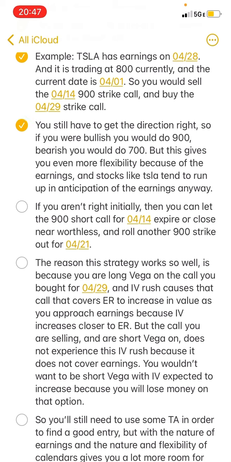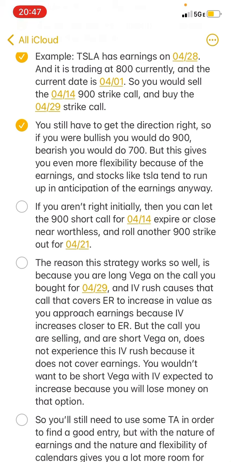So with this, you still generally have to get the direction right, okay? You can't just put this on and it's just going to print money. But you have a lot more flexibility with it, right? So if you were bullish, you would do the 900 strike calendar spread. If you were bearish, you would do the 700. But this gives you, like I said, even more flexibility because of the earnings.